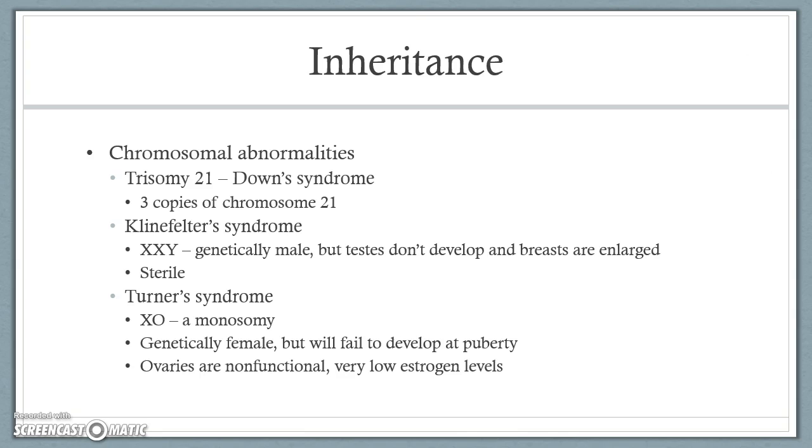Klinefelter syndrome is when an individual has 3 sex chromosomes, XXY. Because they have a Y, they are genetically male, but because they have 2 X chromosomes, the testes usually don't develop and their breasts are enlarged. This leads to sterility. And in Turner syndrome, the individual is XO, only having 1 X chromosome. Due to that X, they are genetically female, but at puberty they fail to develop the usual female characteristics. Their ovaries are non-functional due to very low estrogen levels.